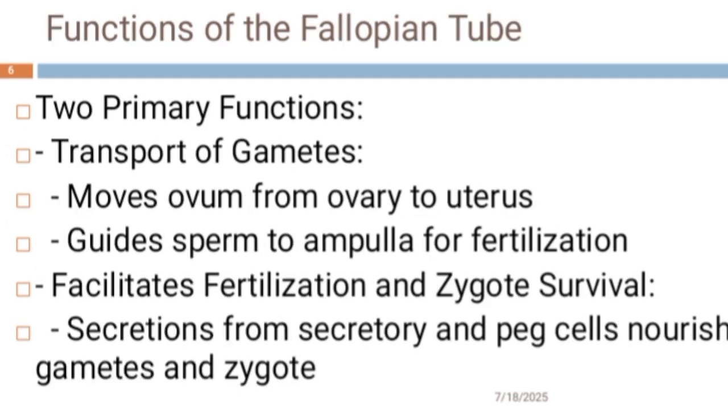Let's now discuss the tube's functions. Functions of the fallopian tube. The fallopian tubes have 2 vital functions. First, transport of gametes. They move the ovum from the ovary to the uterus and sperm toward the ampulla, where fertilization occurs, aided by cilia and muscular contractions. Second, they facilitate fertilization and zygote survival through secretions from secretory and PEG cells, nourishing gametes and the early zygote. These functions make the tube essential for reproduction.